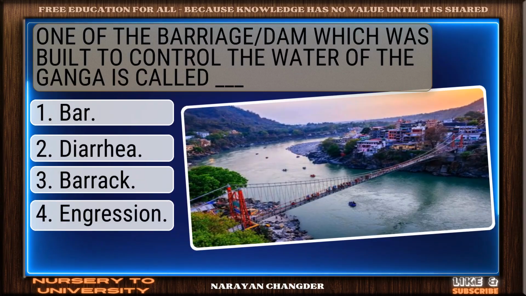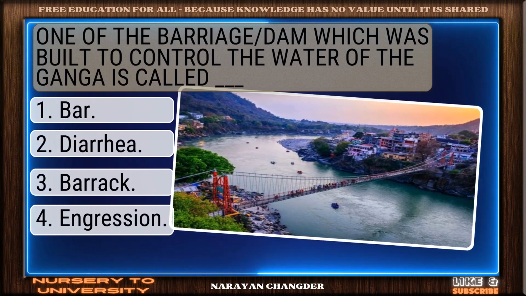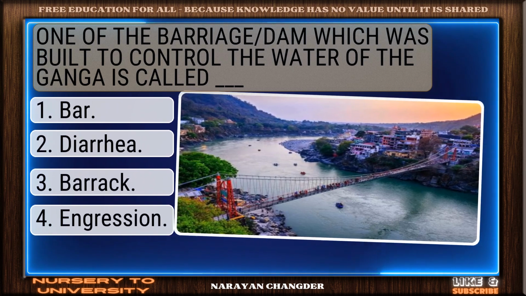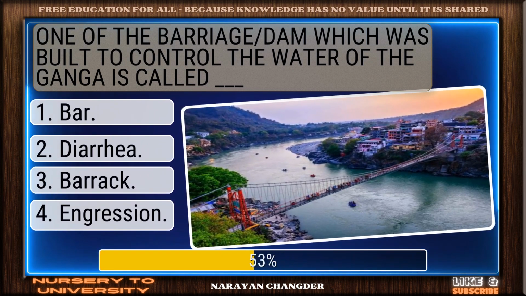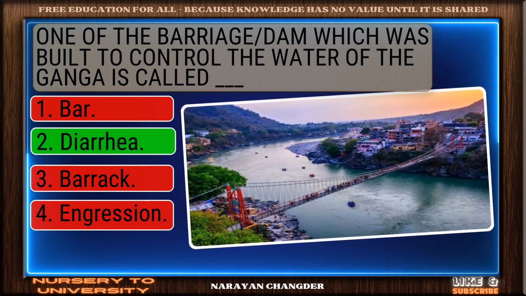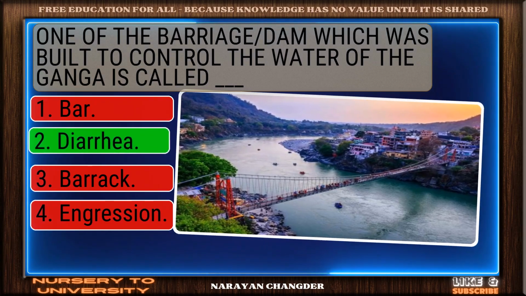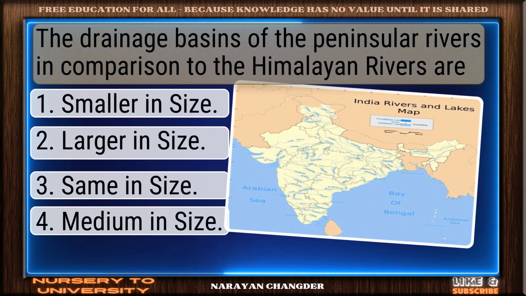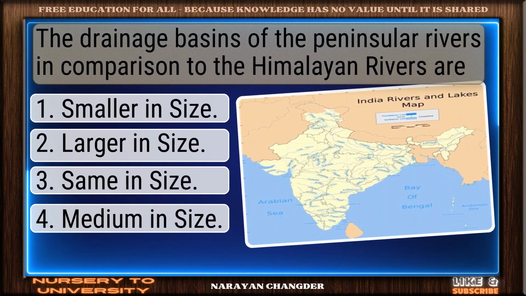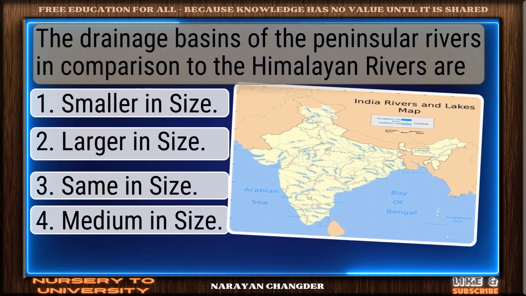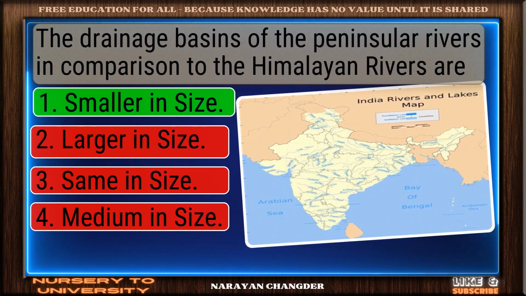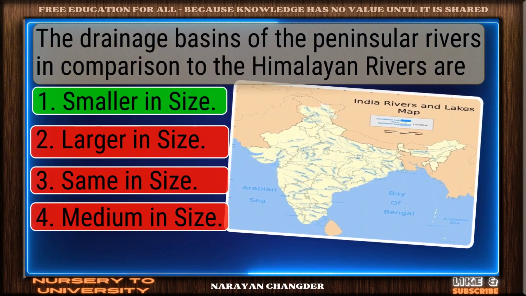Question number 41. One of the barrages, the Farakka Barrage, which was built to control the water of the Ganga, is called dash. Well picked. Dam is the correct answer. Question number 42. The drainage basins of the peninsular rivers in comparison to the Himalayan rivers are. Solid response. Smaller in size is a valid choice.